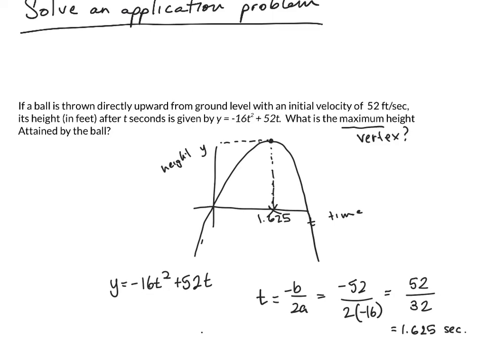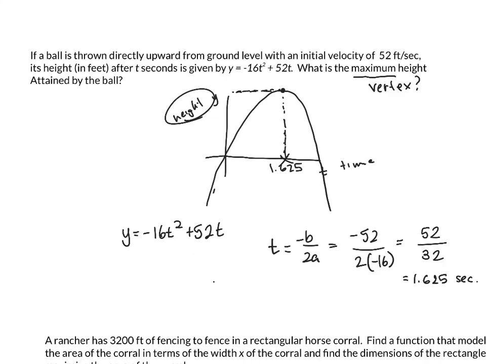What we actually need to find though is the y value because it asks for the maximum height. So now we need to evaluate this function when t equals 1.625 seconds. So we need to find out negative 16 times 1.625 squared plus 52 times 1.625. This will give us the height. And if you plug this into a calculator, you're going to get 42 and a quarter, or 42.25, and this is in feet.